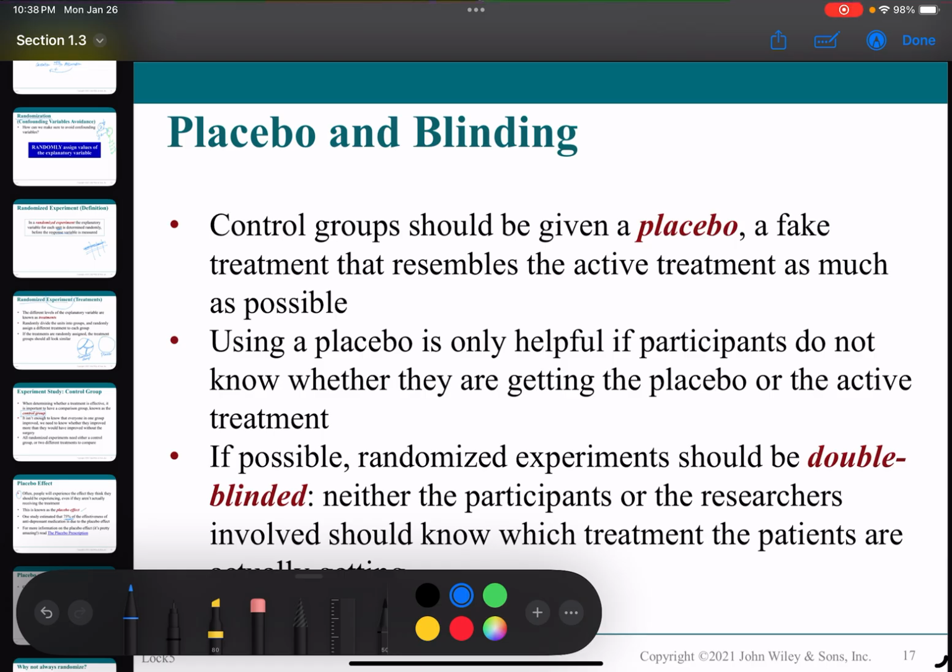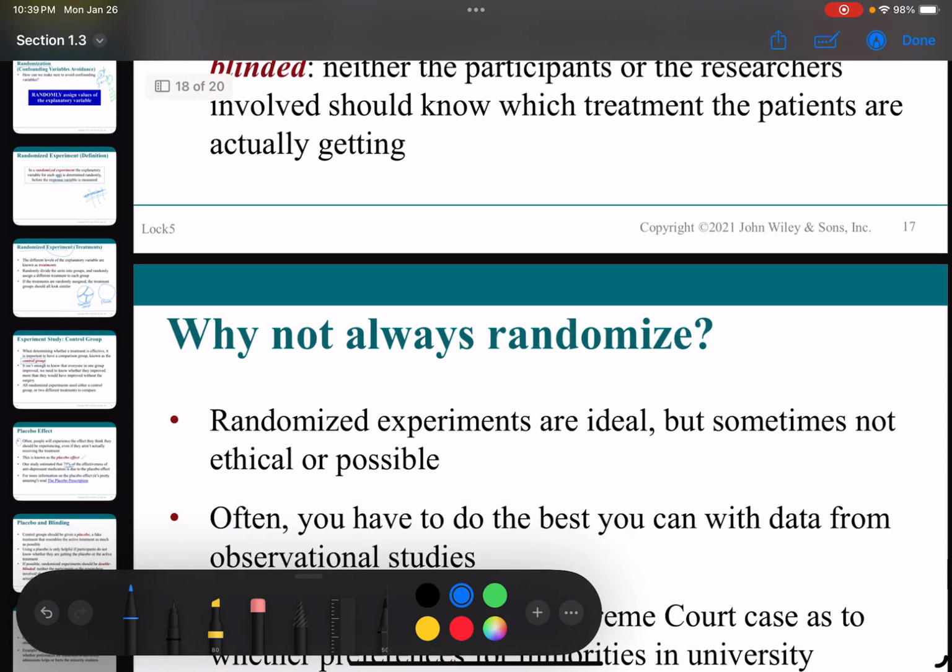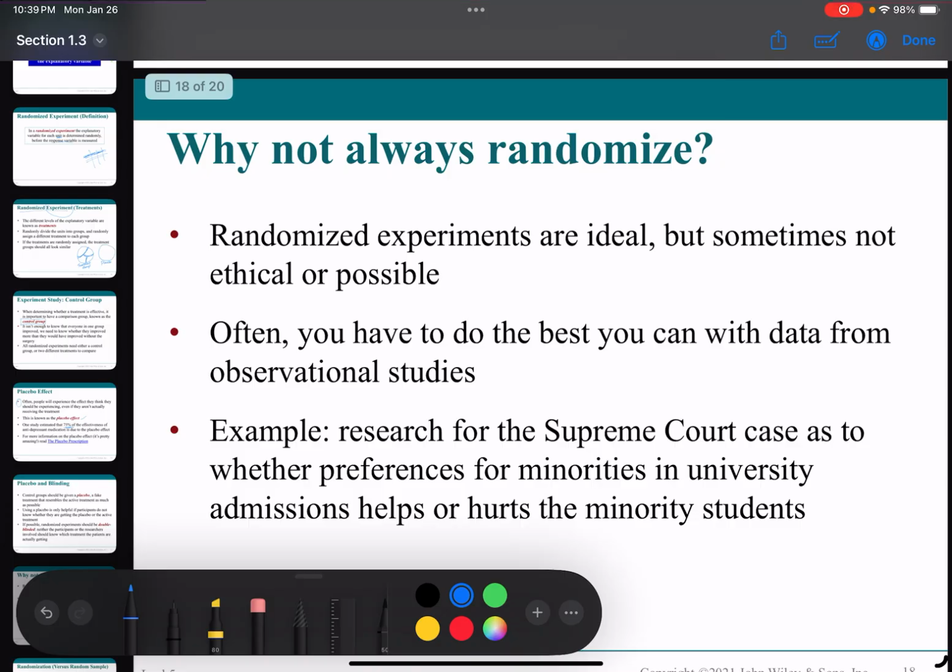However, in the control group, we give a placebo so that we believe we can avoid that mental effect, so it will not affect the experiment. It's actually a fake treatment. All right. So here, as I mentioned, most of the time we try to do randomization as much as possible. However, we have some practical issues. They are ideal, but sometimes they are not ethical, or simply it's not possible.